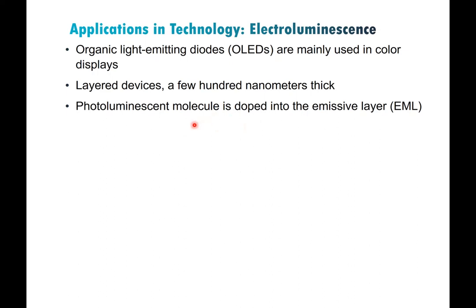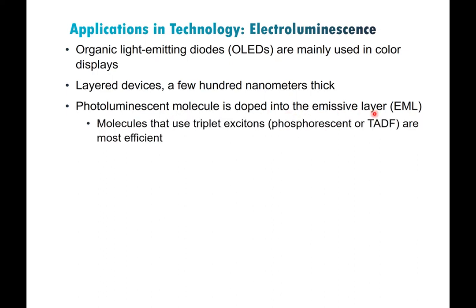Now, however many layers you have, whatever luminescent molecule you're using to generate your light is doped into the emissive layer, which is going to be abbreviated as EML. And so molecules that use triplet excitons are the most efficient. We'll get into that a little bit more in a second, but that means either phosphorescent molecules, which is what we work on, or thermally activated delayed fluorescence, TADF, that we also talked about. Both of those can effectively use triplet excitons, and they would have much higher efficiencies than you can get with just simple fluorescent molecules.